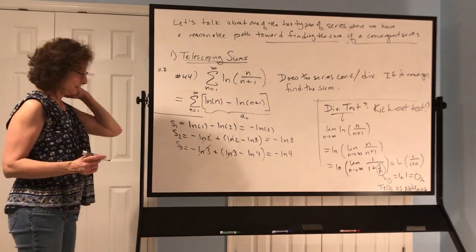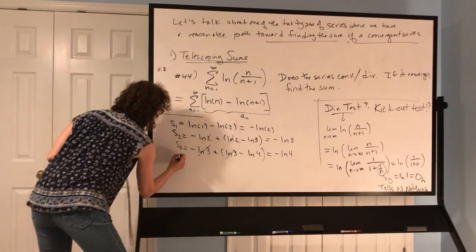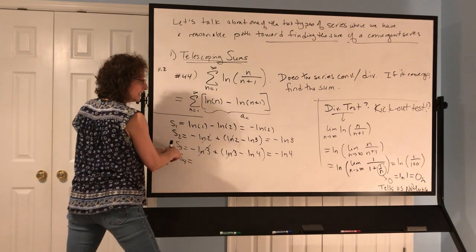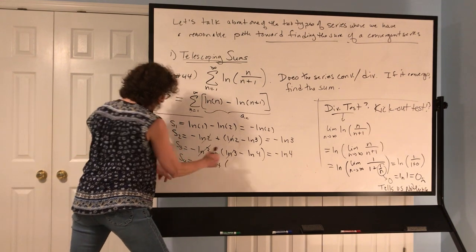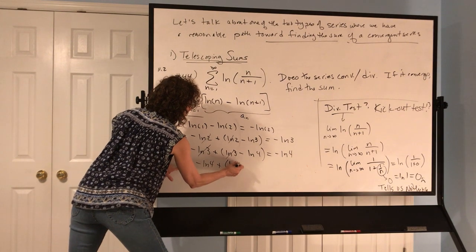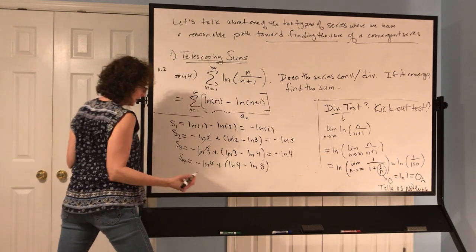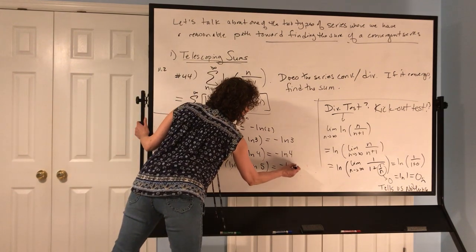You getting this? Should we do one more? You got the idea? Let's do one more. S4 is what? The previous sum, S3, which was minus natural log of 4, plus the next term, the term when n is 4 for us. That will be natural log of 4 minus natural log of, good, 5. What happens here? These guys cancel. What am I left with? Minus natural log of 5.